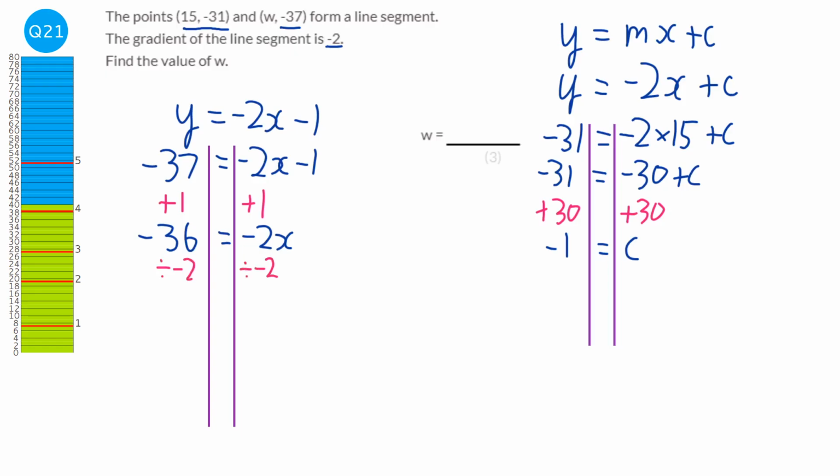And a negative divided by a negative is positive. 36 divided by 2 is 18. And then obviously that gets rid of the coefficient of the x, so it's just x. So x equals 18. So the x value is 18, and the x value is the w value. So w is 18.